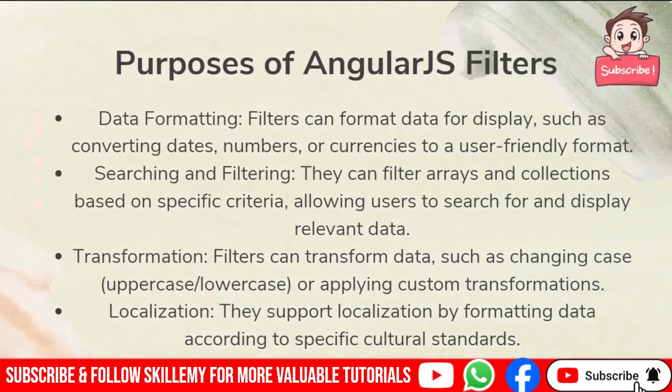The purposes of AngularJS filters are given below. Data formatting: filters can format data for display, such as converting dates, numbers, or currencies to a user-friendly format. Searching and filtering: they can filter arrays and collections based on specific criteria, allowing users to search for and display relevant data. Transformation: filters can transform data, such as changing case to uppercase or lowercase, or applying custom transformations. Localization: they support localization by formatting data according to specific cultural standards.